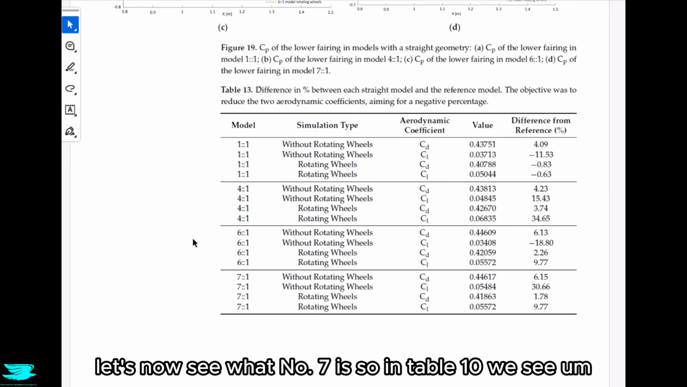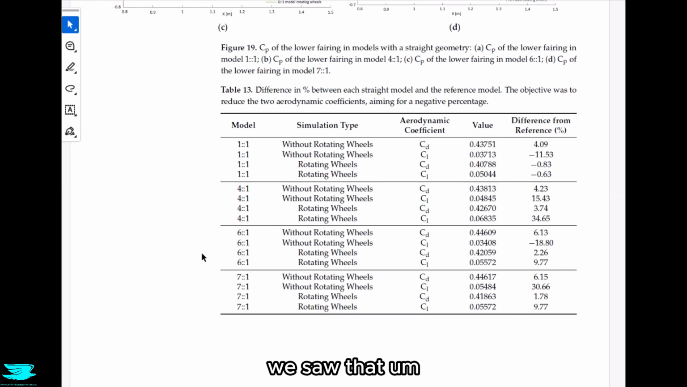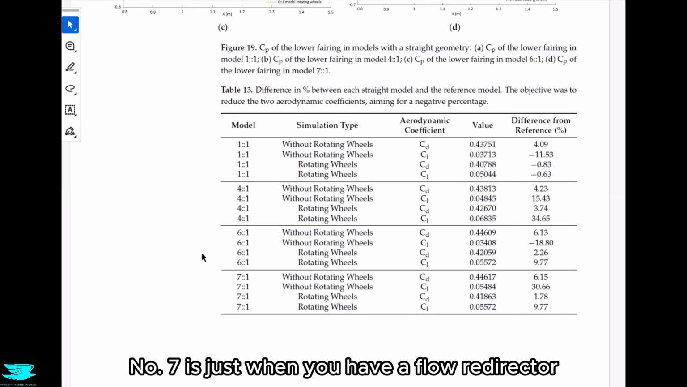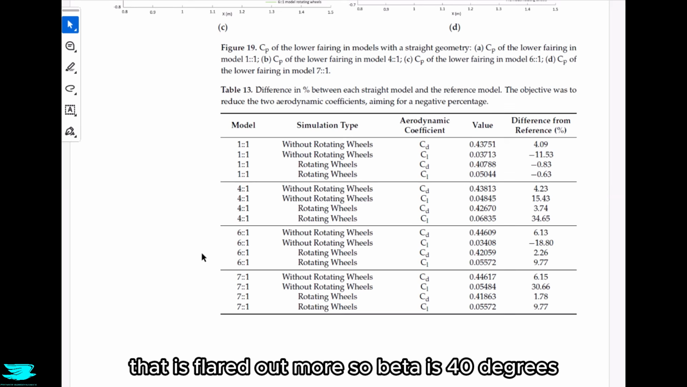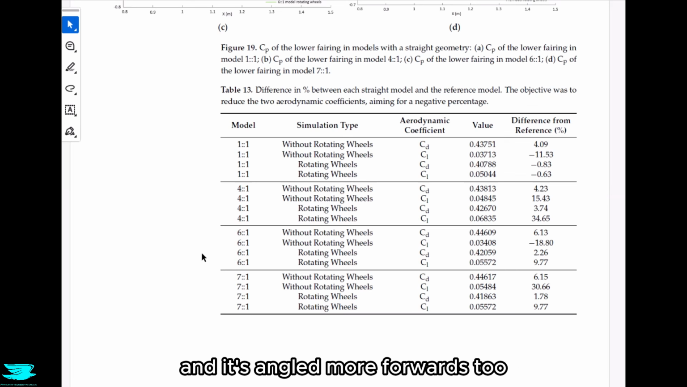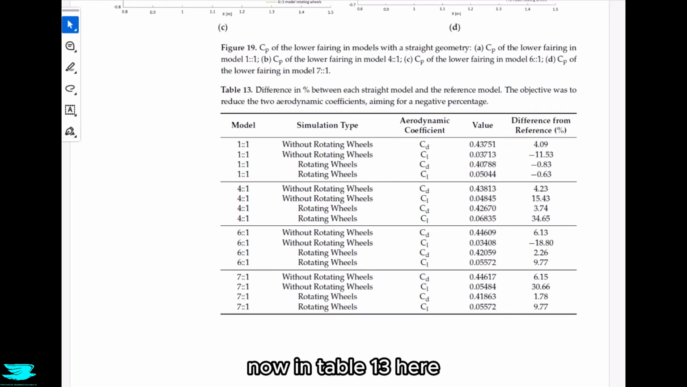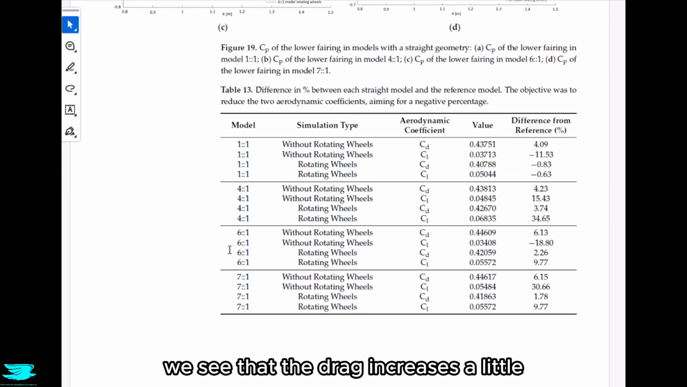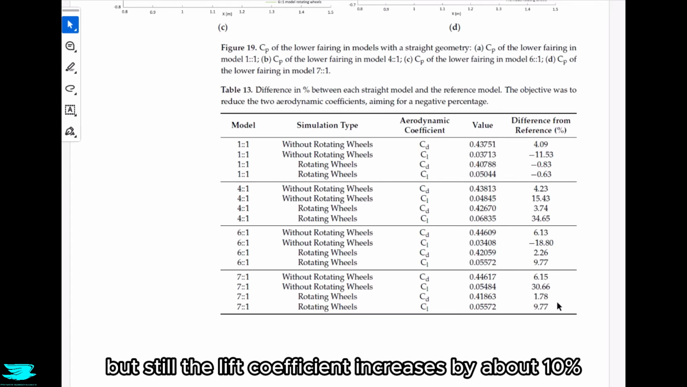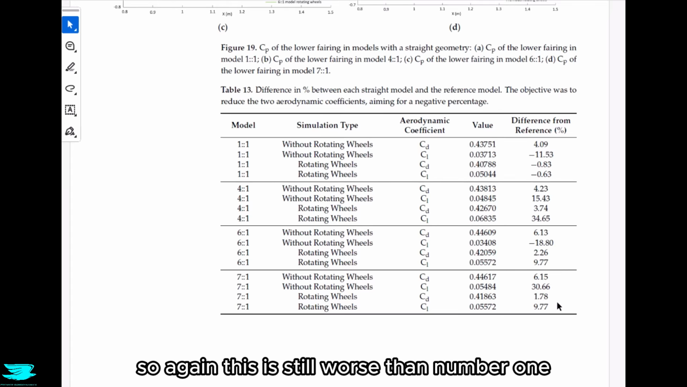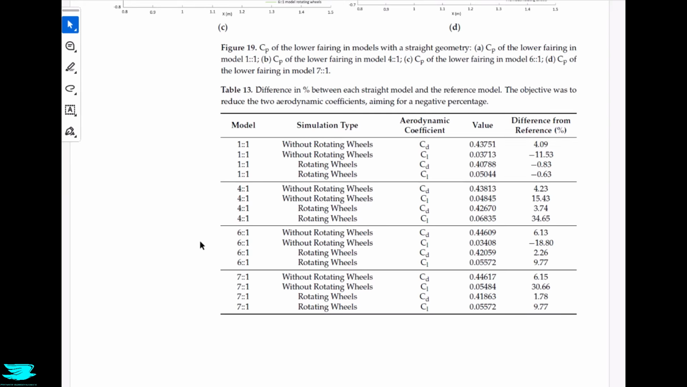So in table 10, we saw that number 7 is just when you have a flow redirector that is flared out more, so beta is 40 degrees, and it's angled more forwards too, so alpha is 10 degrees as well. There's still no separator inside, and this is for the motorbike completely straight up. Now in table 13 here, we see that the drag increases a little compared to number 1, just a couple percent, but still the lift coefficient increases by about 10%. So again, this is still worse than number 1.